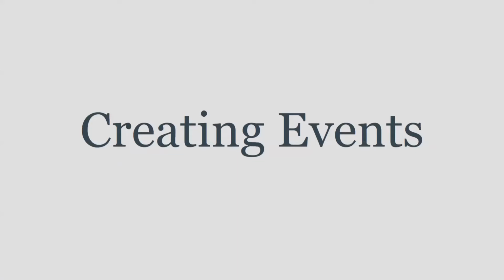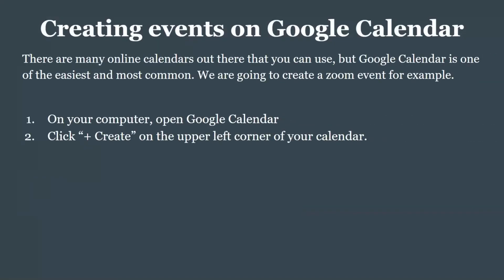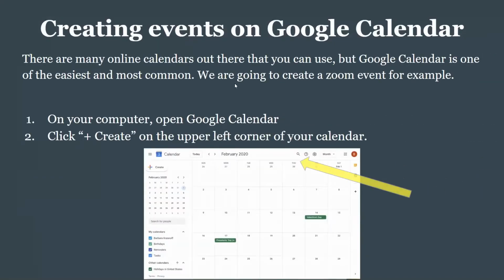Creating events. So there are many online calendars out there that you can use, but Google Calendar is one of the easiest and most common. We are going to create a Zoom event, for example. So the steps are, first, on your computer, open Google Calendar. The second step is to click the plus sign create on the upper left corner of your calendar.